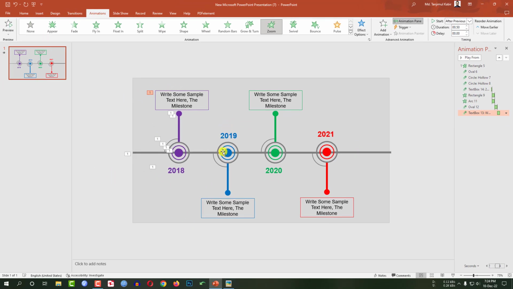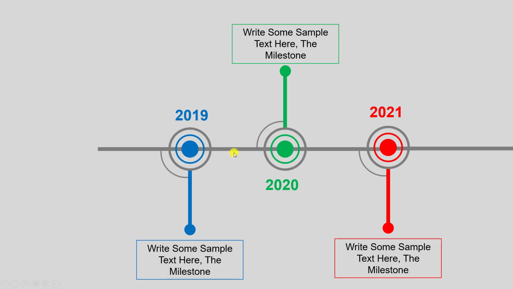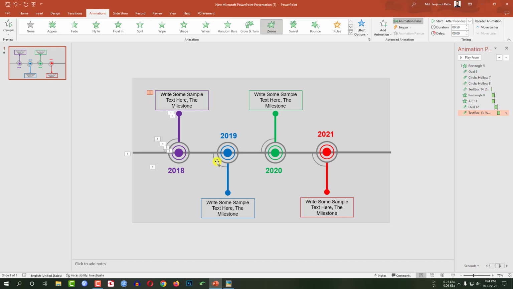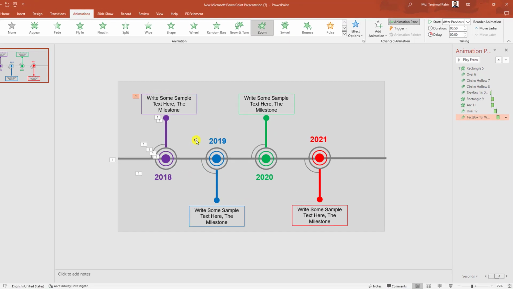Now if I watch the slideshow, only on timeline, what will actually happen? Here you will find the on timeline is perfect. Now I have to apply the same animation to all of this timeline. Now I will use the animation painter tool.